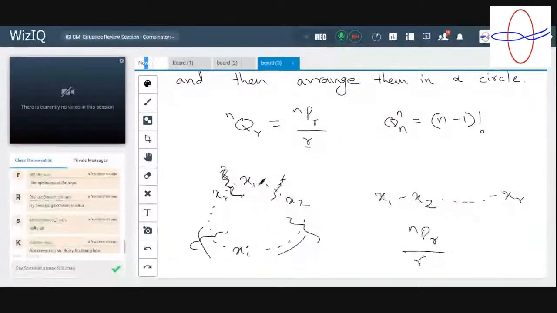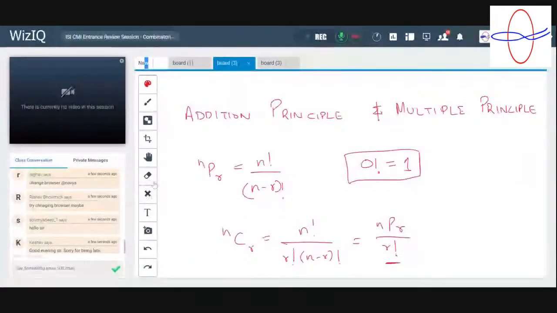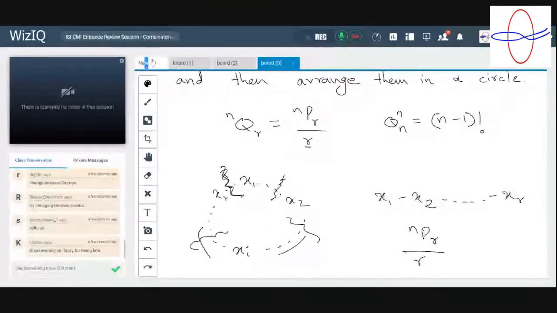Okay. And this was wrong. Oh no, this is good. Okay, circular permutations done.